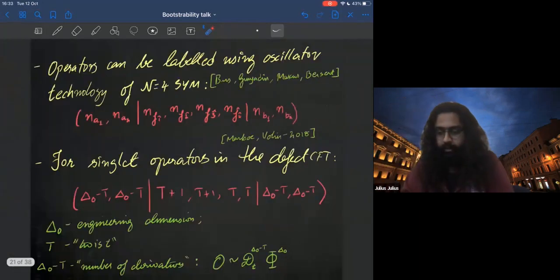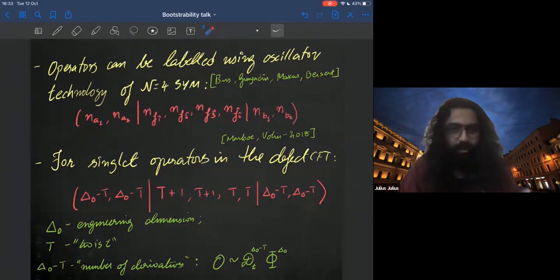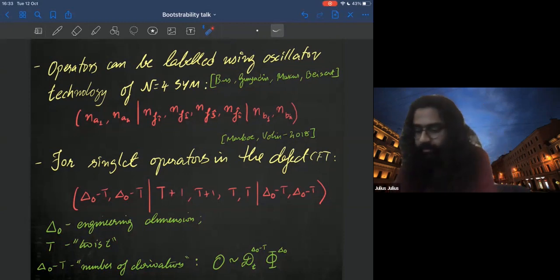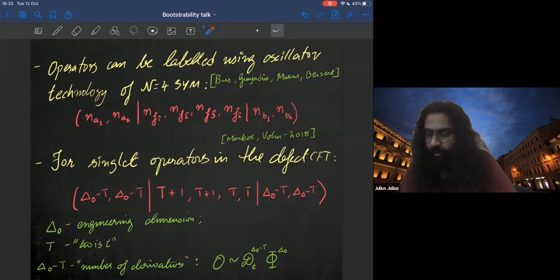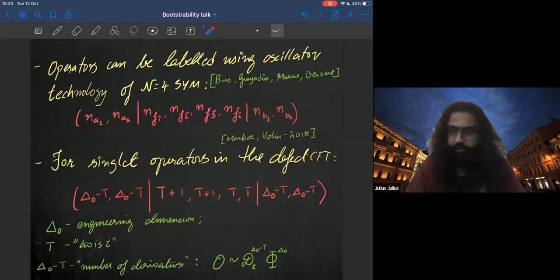Okay, so let's think a bit more about how we can label these long operators. It turns out that we can label them using the same oscillator technology which was developed for N=4 super Yang-Mills by various papers of these authors. The point is that we associate with any operator 4 fermionic oscillators and 4 bosonic oscillators, and then there is some dictionary which tells you how to translate between oscillator numbers and quantum fields.